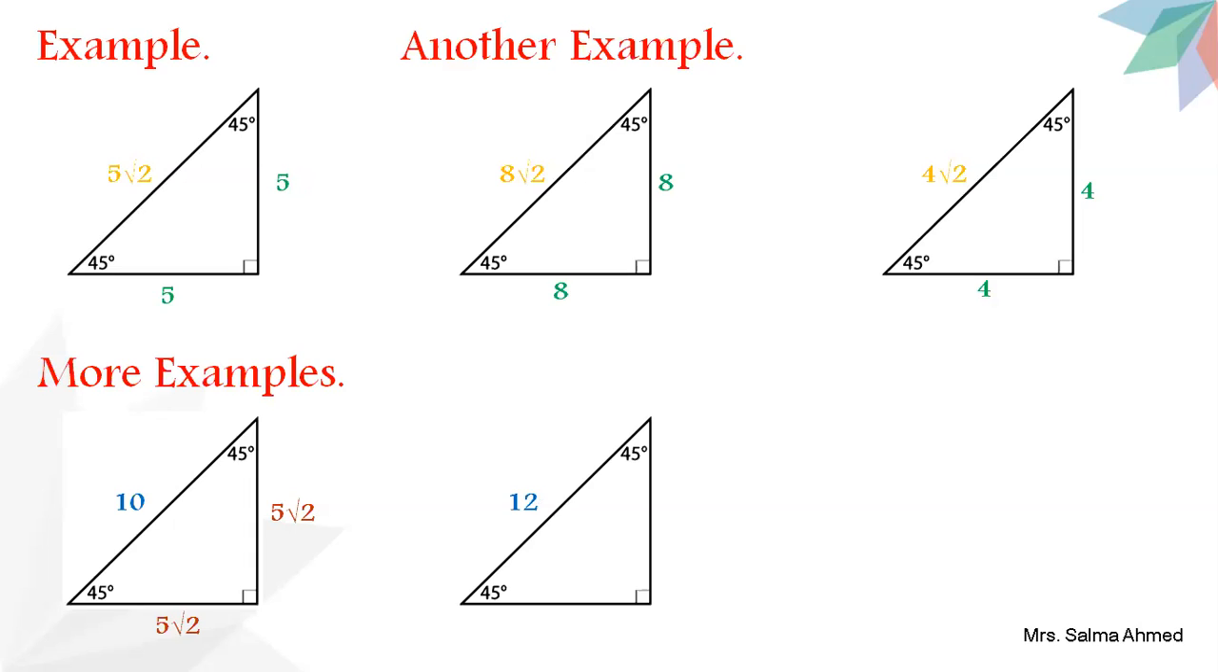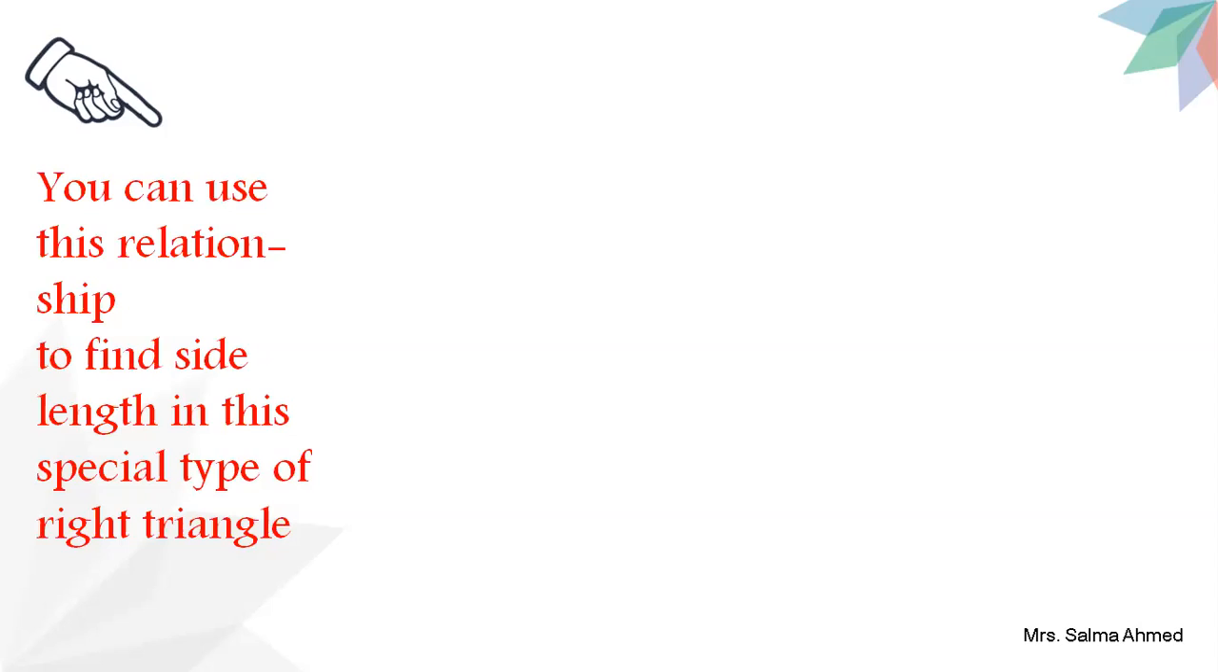More examples on this. If I have a hypotenuse which is 12, I need to get the leg, which is 12 divided by 2 times root 2. So the hypotenuse divided by 2 gives me 6 times root 2, which is 6 root 2. So the other leg should be 6 root 2. The last one here, if I have a hypotenuse which is 14, it will be 14 divided by 2, which is 7 times root 2. It gives me 7 root 2, and the other leg should be 7 root 2 also. So you can use this relationship to find side lengths in this special type of right triangle.